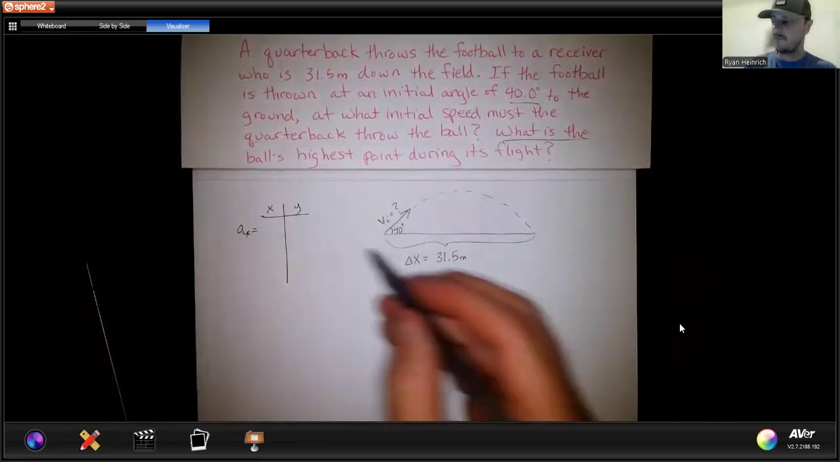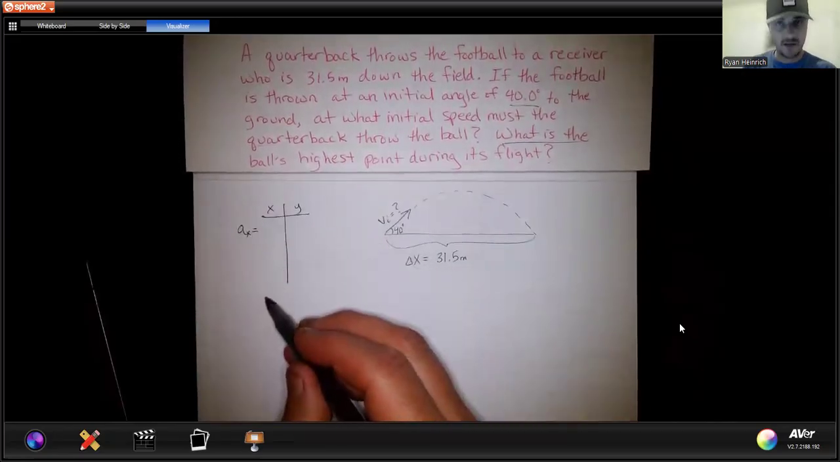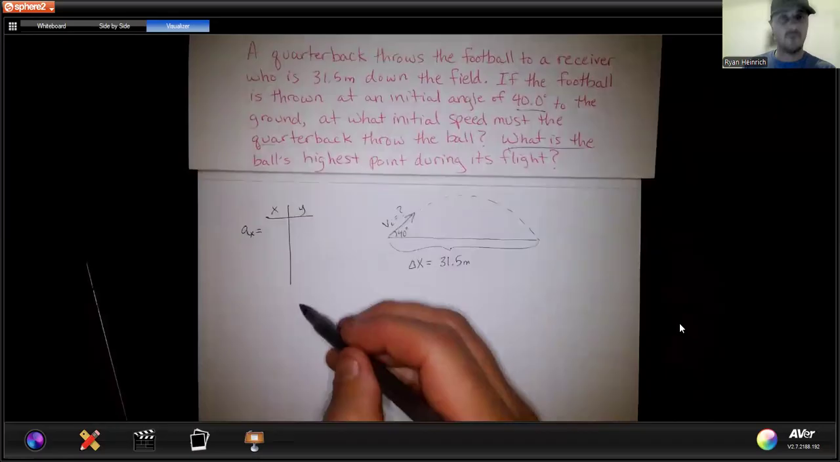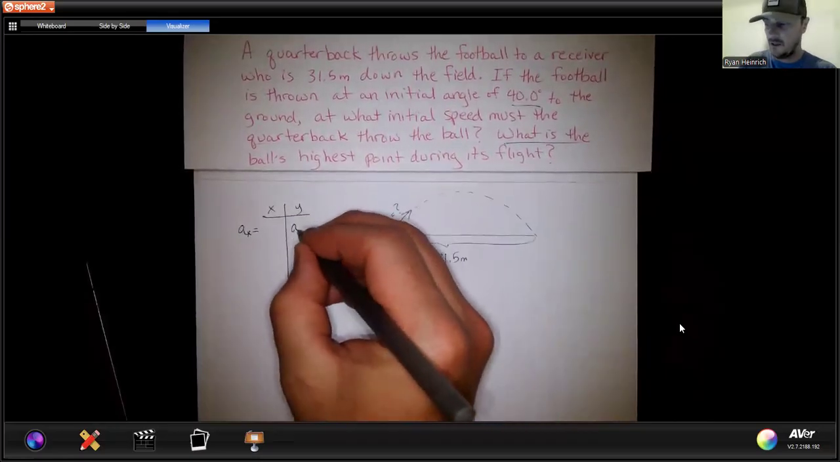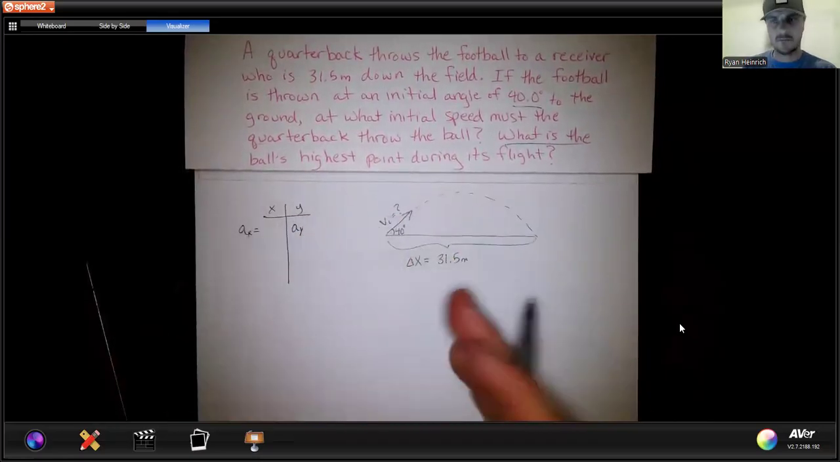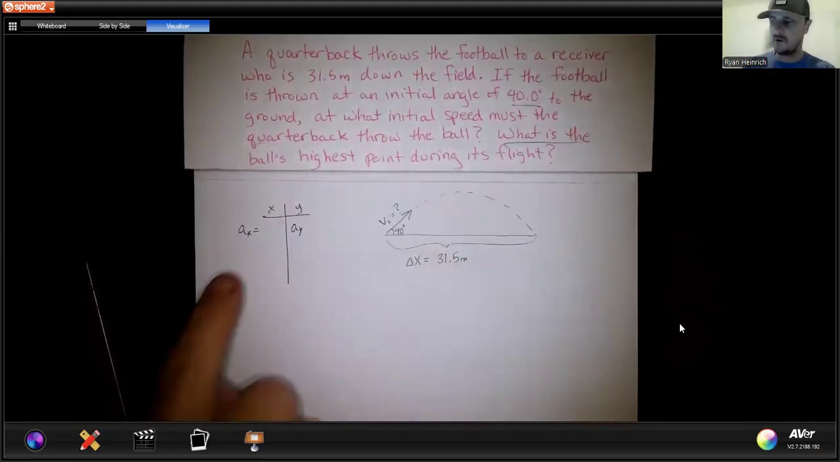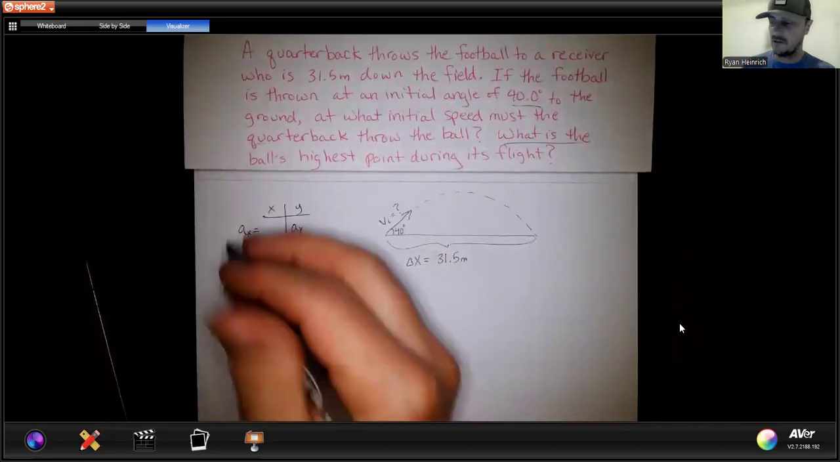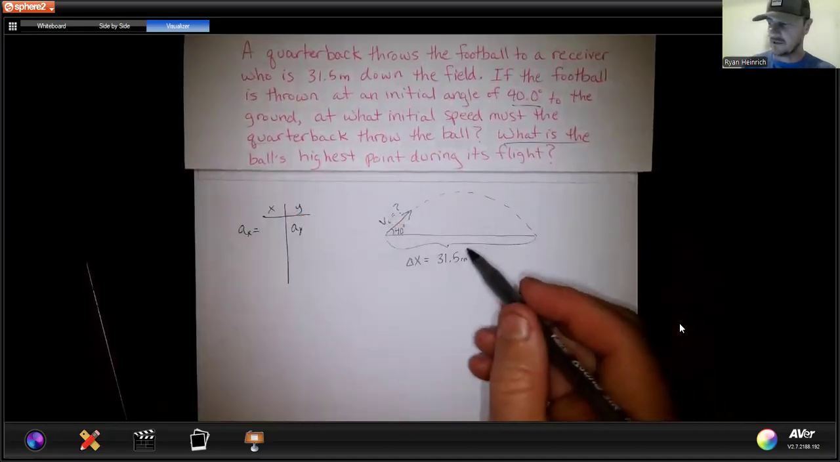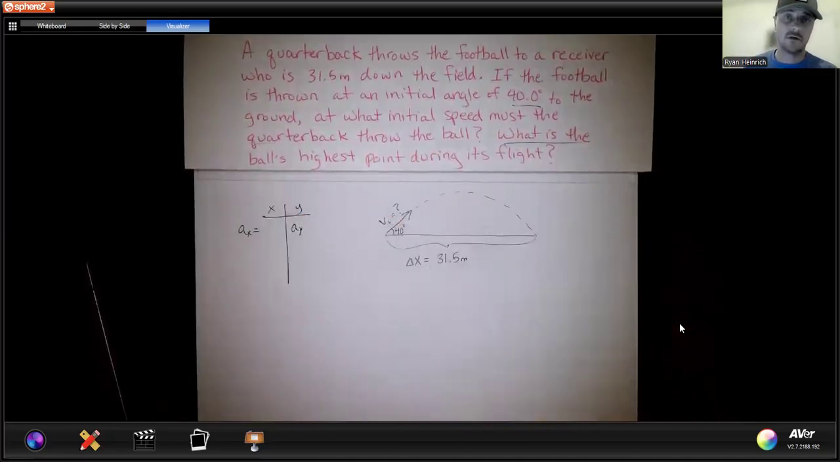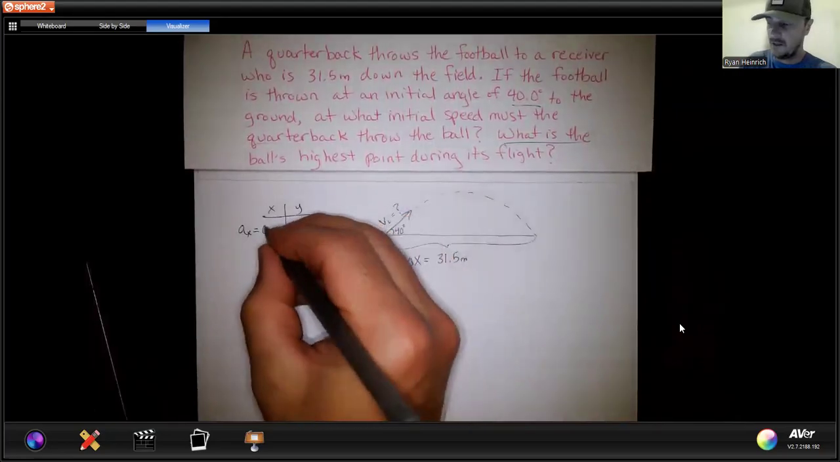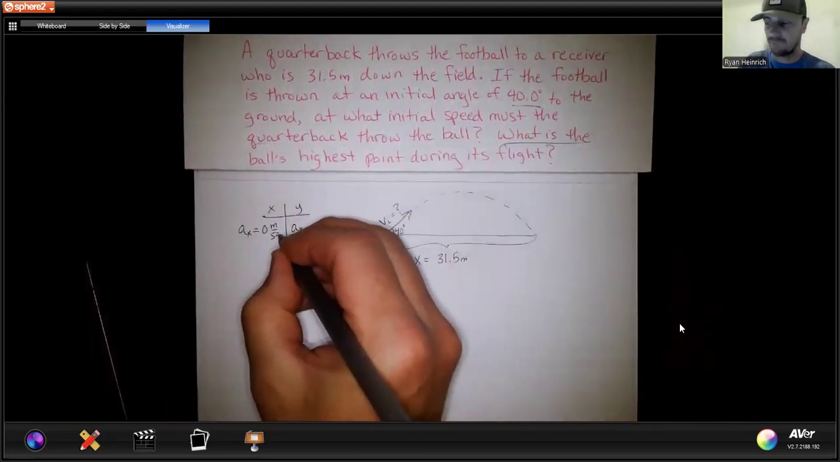So we have a few things we need to write down that we know in the x-axis and in the y-axis. And if you're struggling with how to start these problems, a drawing is always a good idea. First thing. Second thing, you should always be writing given information. So in the x-axis, there's absolutely no acceleration. We know that it is 0 meters per second squared.